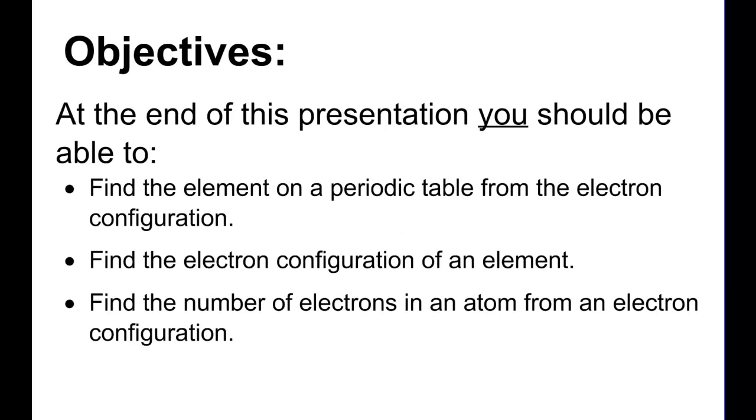Okay, so today, by the end of the presentation, you should be able to find an element on the periodic table from its electron configuration. Each element has its own unique electron configuration. You should be able to find the electron configuration for any given element. And you should be able to tell me the number of electrons in an atom from its electron configuration.